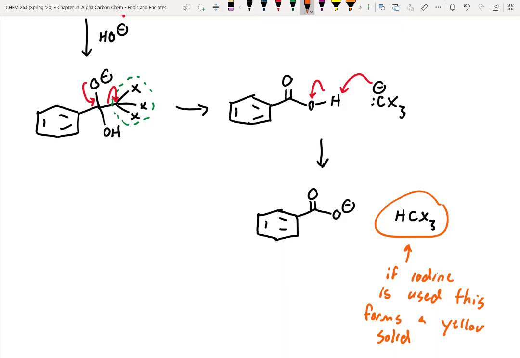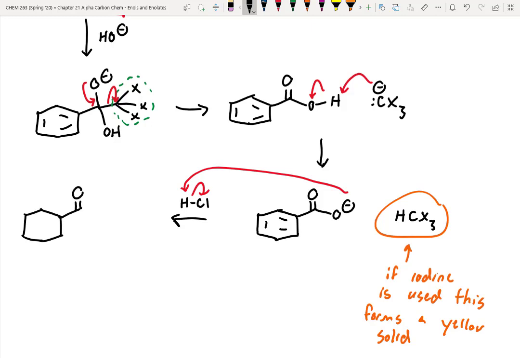All right, in the last step, all we need to do is protonate this using some sort of strong acid. So in lab, for example, we used HCl, and you could grab this proton using your carboxylate, and you should be able to get your final carboxylic acid. So it's a nice way to convert a methyl ketone into a carboxylic acid.